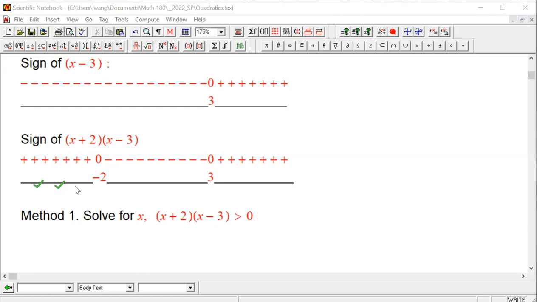All of these numbers are solutions, and all of these numbers are solutions. Of course, these numbers are not solutions. -2 is not a solution. 3 is not a solution. So the solution would be what? The solution is all the numbers less than -2, or all the numbers larger than 3. And that problem is solved.